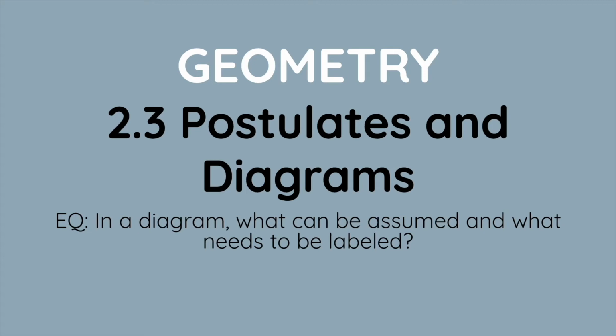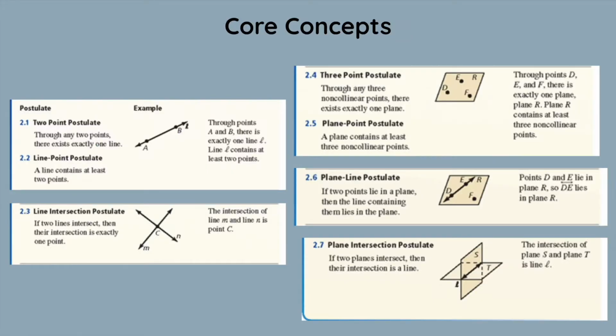Today we will be going over Geometry Chapter 2, Section 3 of the Big Ideas Math Common Core High School textbook. So our essential question is, in a diagram, what can be assumed and what needs to be labeled? So here are 7 more postulates involving points, lines, and planes.